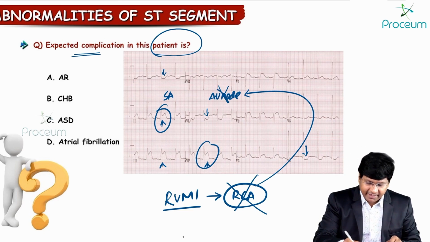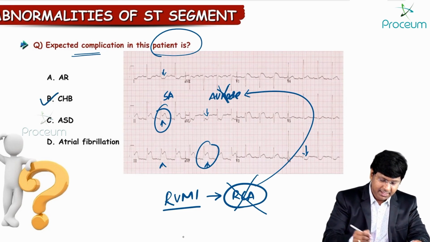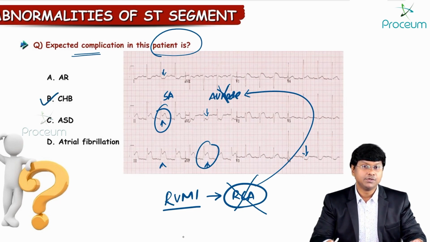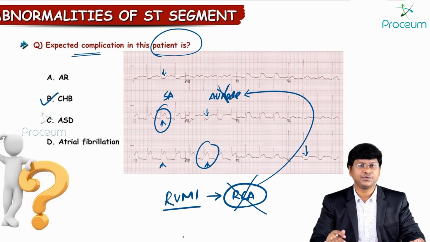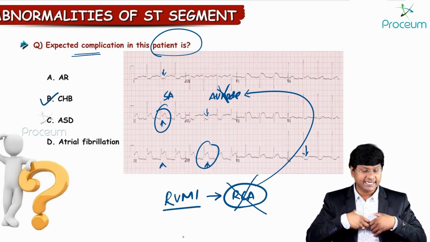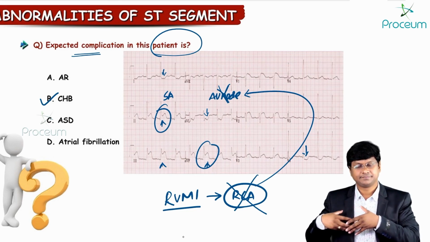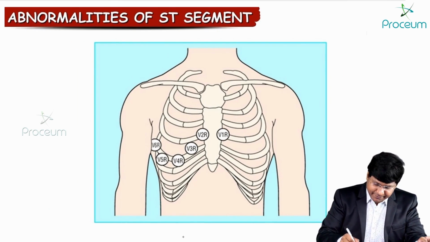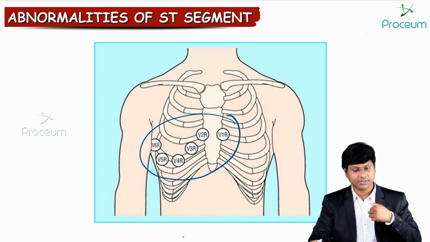Once your AV node is completely blocked, the individual will land up in complete heart block. So whenever you are suspecting RVMI, what do you need to do? You need to take out the leads which you have placed on the left side and place them over the right side. Right? Let me show you that. This is the placement of the leads on the right side.